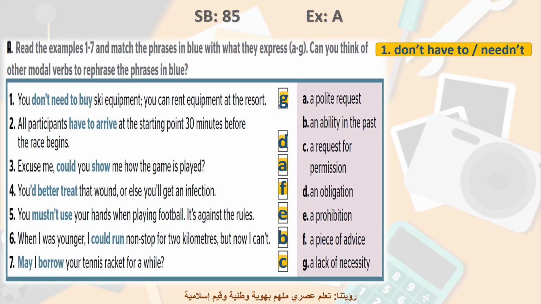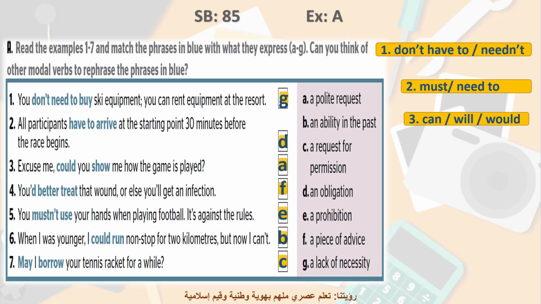Have to arrive. Yes, what can we use other than this? Yes, must and need to. Okay, what about number 3? Could you show me? Could you show me was a polite request, right? Can we use other words to express a polite request? Yes, can, will, or would.